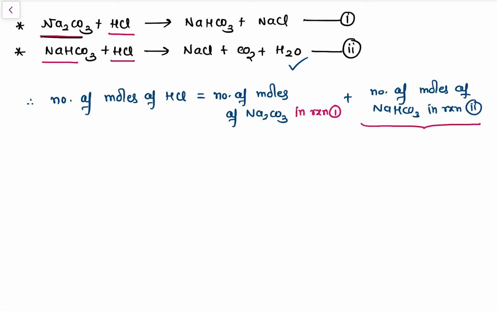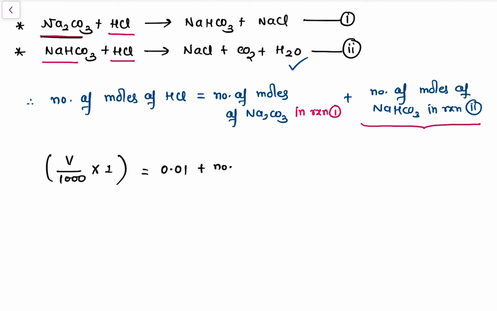So suppose V ml of HCl is required completely in order to make sure that methyl orange is changing its color from red to yellow. That's why I am writing V ml. I am converting into liters by dividing it by 1000 and the molarity of the solution is 1. So this is the number of moles of HCl total required. Now what is the number of moles of sodium carbonate in reaction 1? That is 0.01.